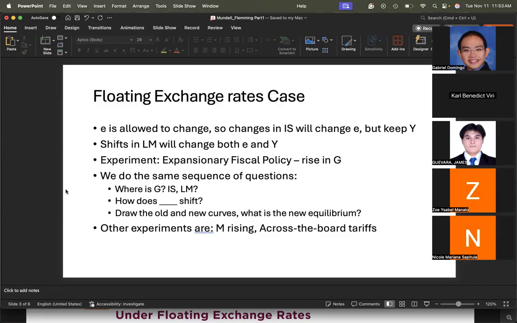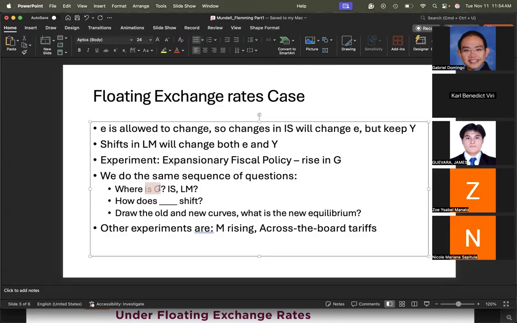Okay. So there are a number of experiments in the book. The experiments are the same as in chapter 10 and 11. So ulitin nyo lang ulit yon, but this time with the vertical LM curve. But for the purposes of this recorded class, let us do expansionary fiscal policy, a rise in G. Okay? And again, pare-pareho lang yung tanong, guys. Kung papapansin nyo, pare-pareho lang yung tanong na tinatanong ko.